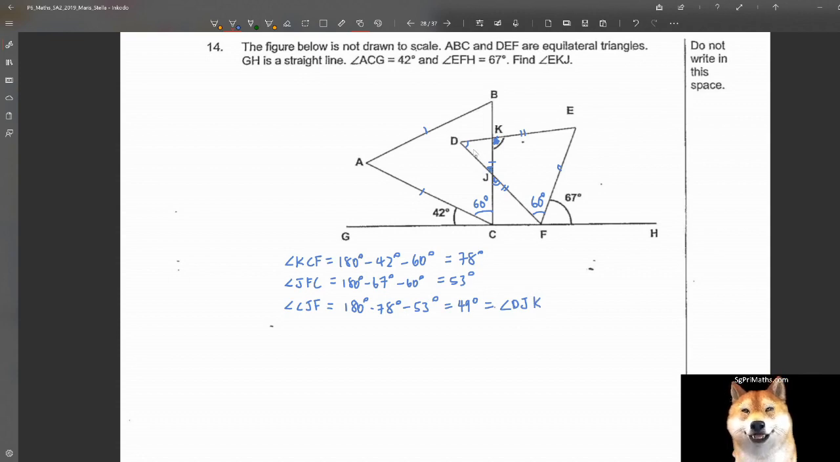Alright, so you know this is 49 degrees, this is 60 degrees, you will find this. So angle JKD equals 180 degrees minus 60 degrees minus 49 degrees, you will get 71 degrees. Then our answer, EKJ, equals 180 degrees minus 71 degrees, which gives me 109 degrees. Or you can use 60 plus 49, which will also give you 109 degrees. Okay, that's it for this question.